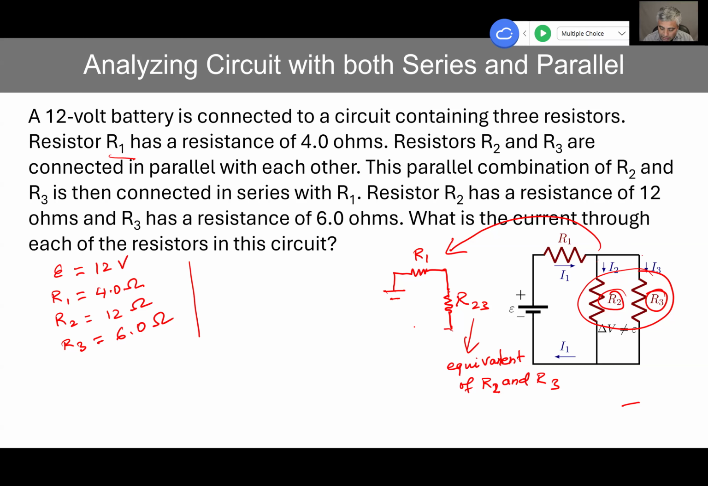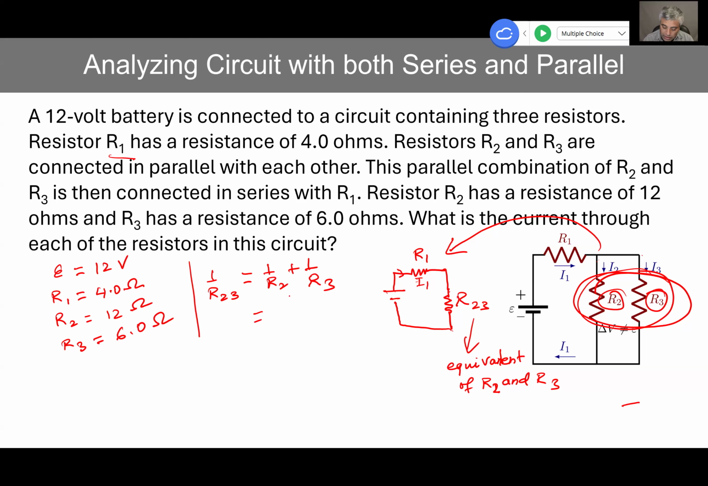So now we have this kind of circuit, okay? So now these two are in series. So whatever current flows through this, that's going to be I1. And we can calculate that using Ohm's law. But what is R23? So 1 over R23 is 1 over R2 plus 1 over R3, knowing that these two are in parallel, right?